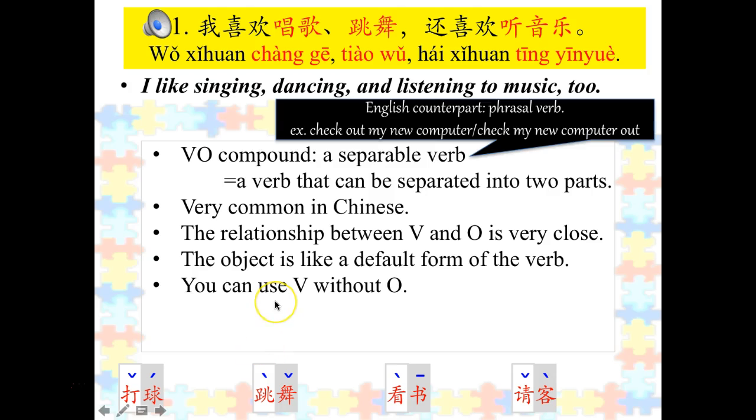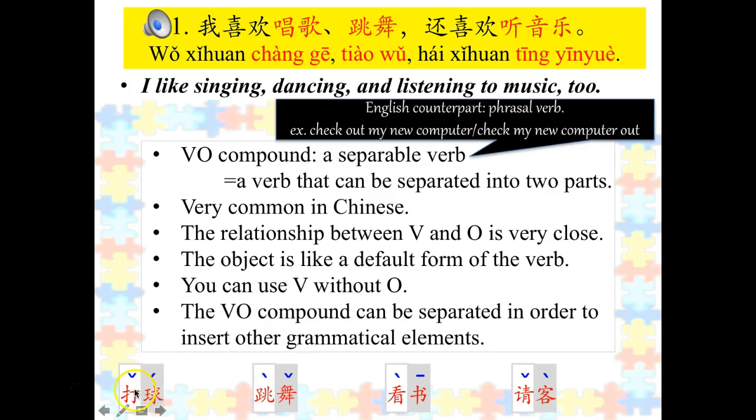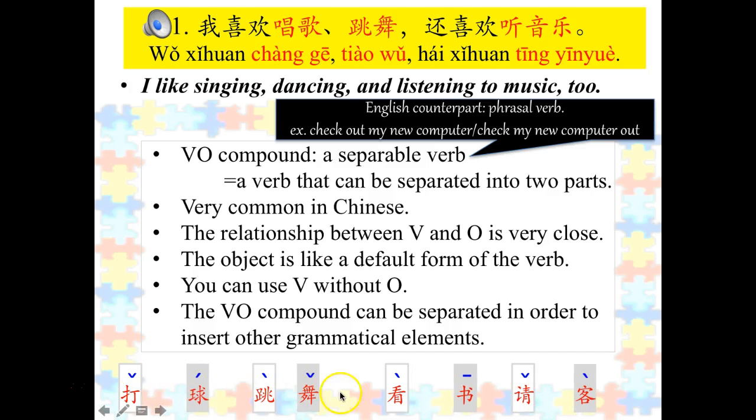For example, here, let's take a look at these four words. 打球、跳舞、看书、请客. Now you can separate them like this and insert grammatical elements, such as this one. 打什么球? Play what kind of ball. 跳了舞. Now in the future you're going to learn this is the completed action. You have danced. 跳了舞. 看中国书. To read Chinese book. And 请一次课.